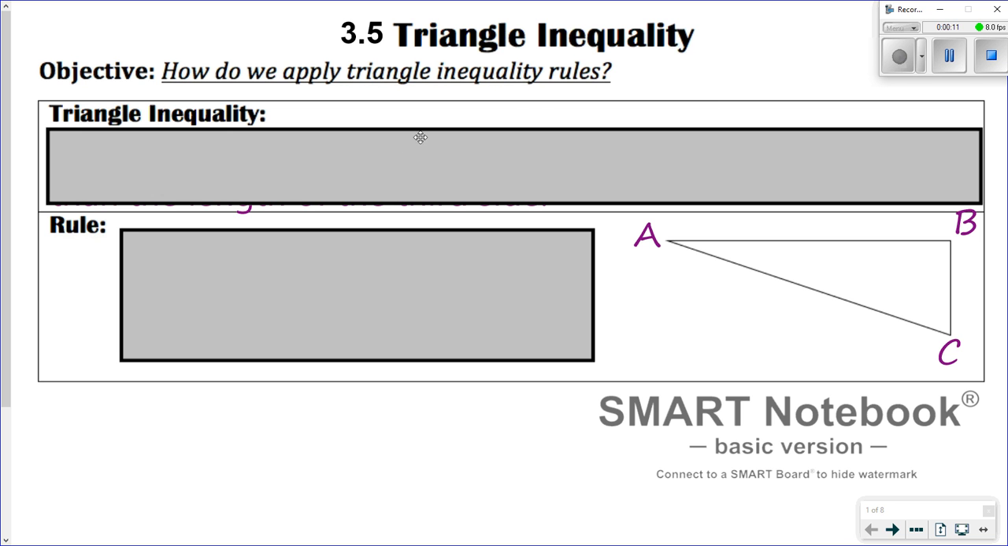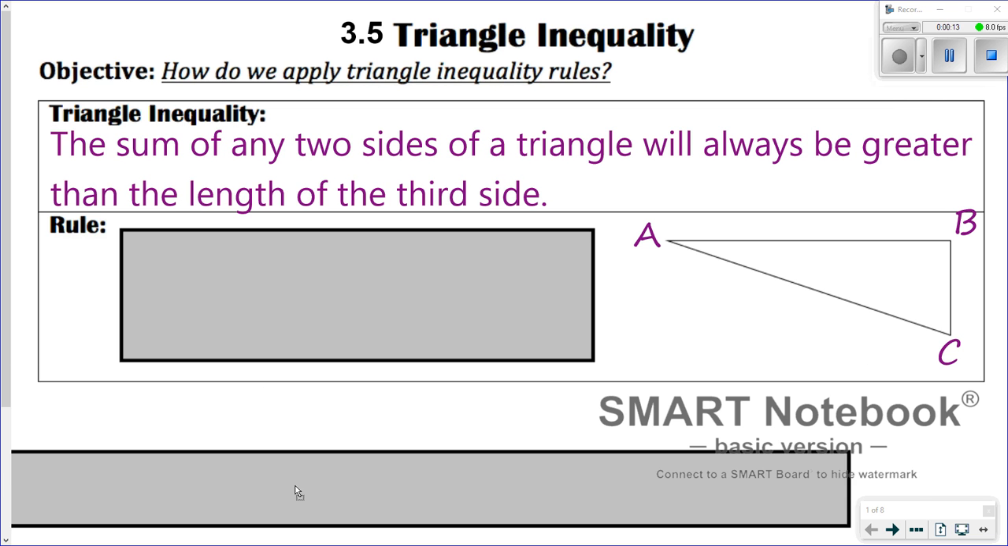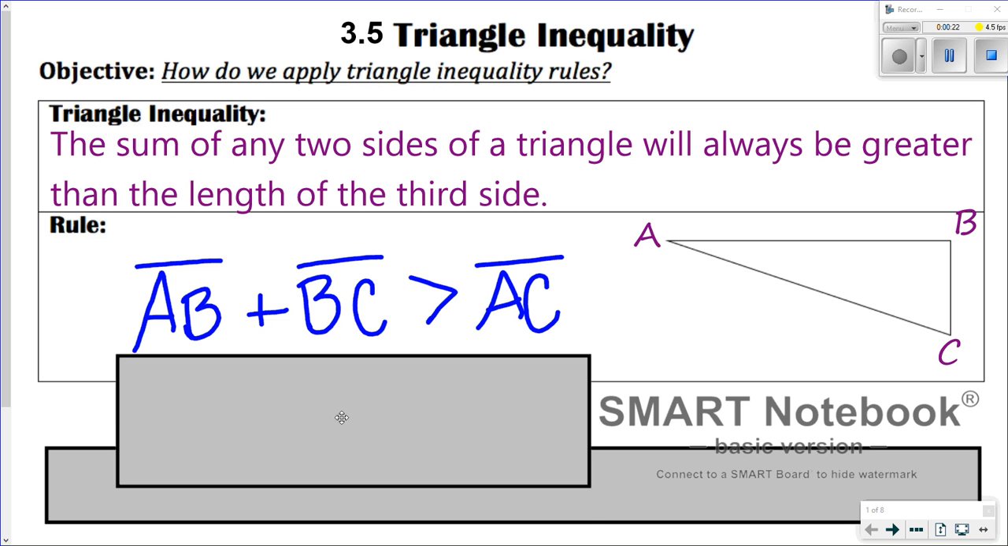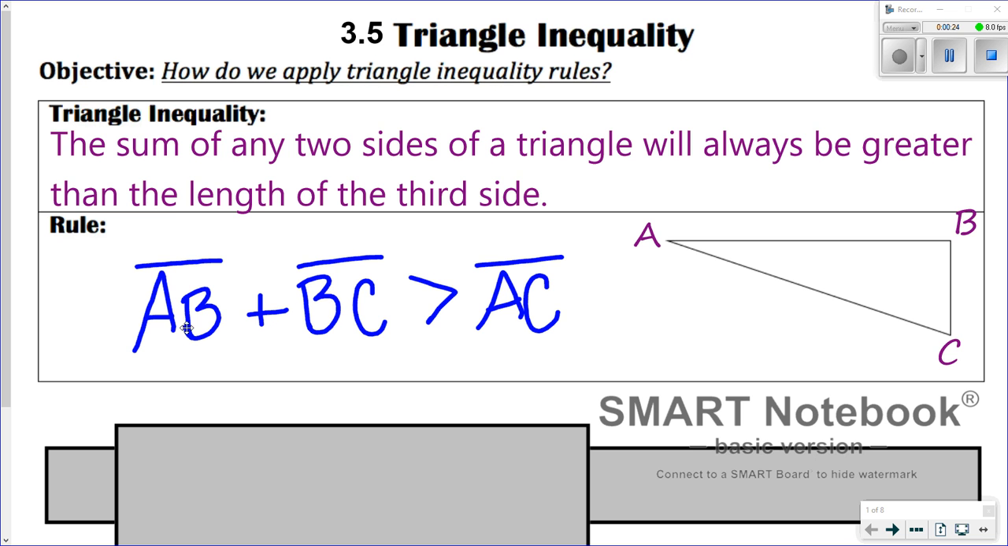So the triangle inequality states that the sum of any two sides of a triangle will always be greater than the length of the third side. So the rule is segment AB plus segment BC will be greater than AC. So that is triangle inequality.